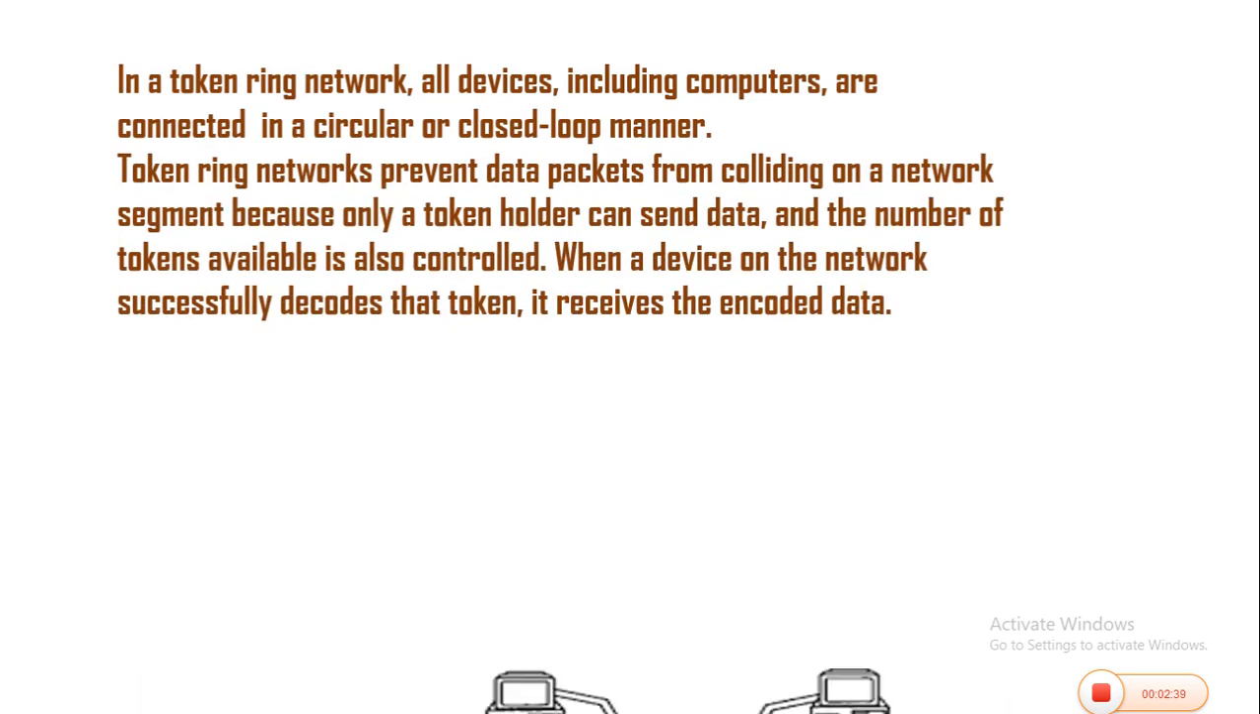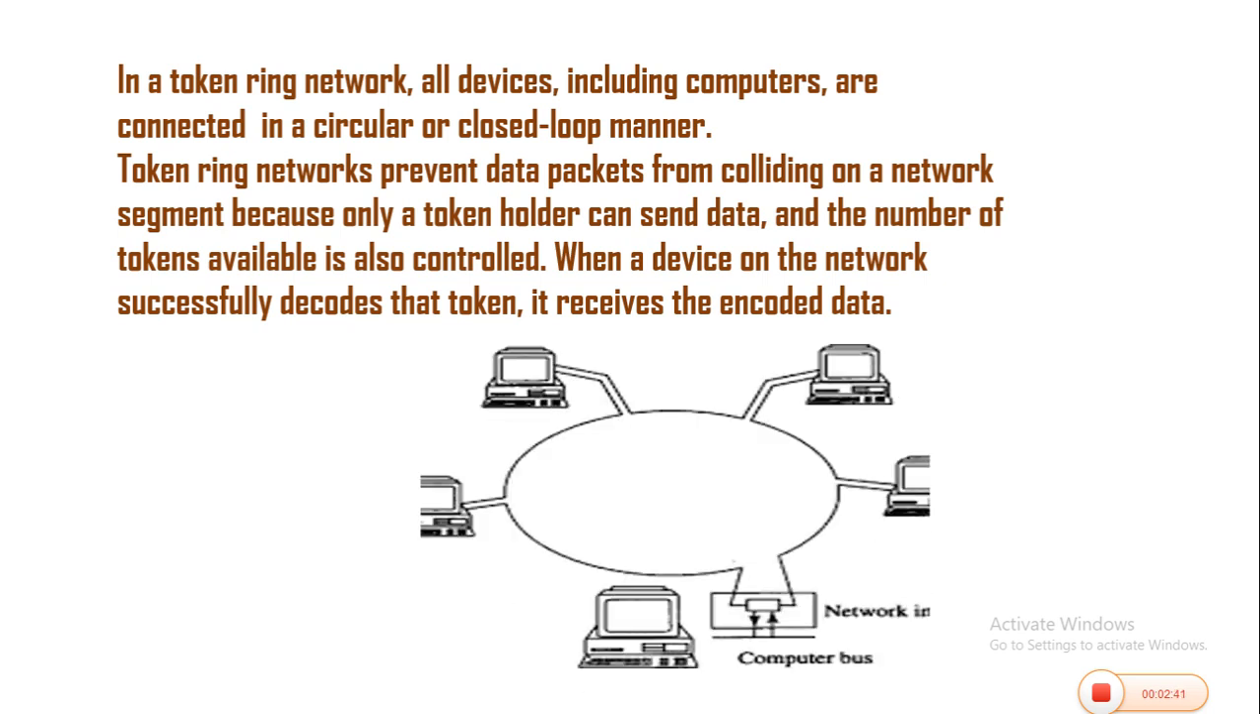In a token ring network, all devices, including computers, are connected in a circular or closed-loop manner. Token ring network prevents data packets from colliding in a network segment because only a token card holder can send data, and the number of tokens available is also controlled. When a device on a network successfully decodes that token, it receives the encoded data.